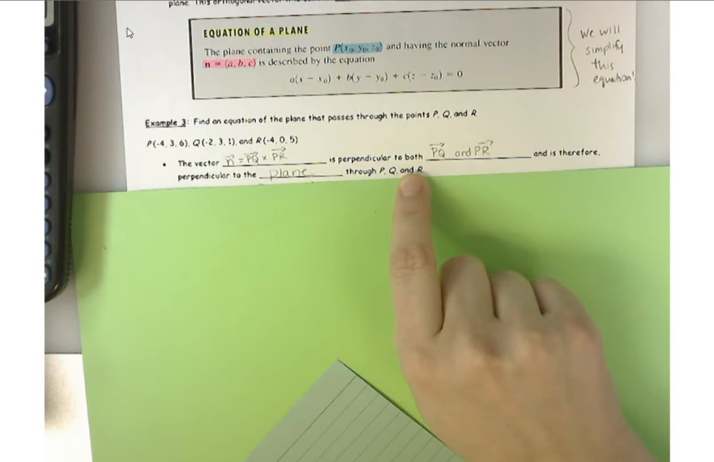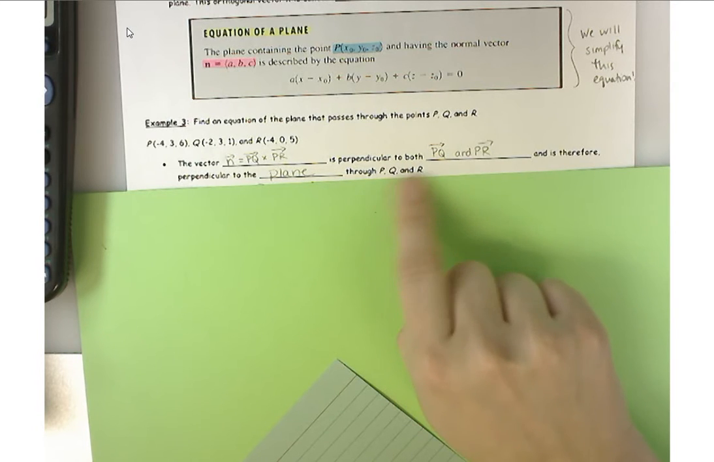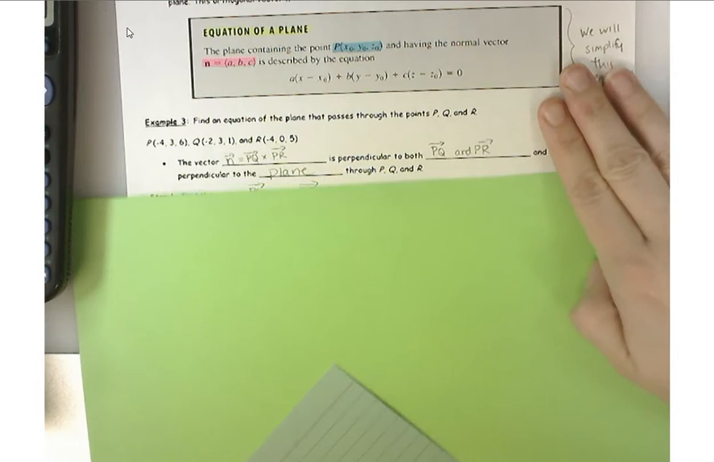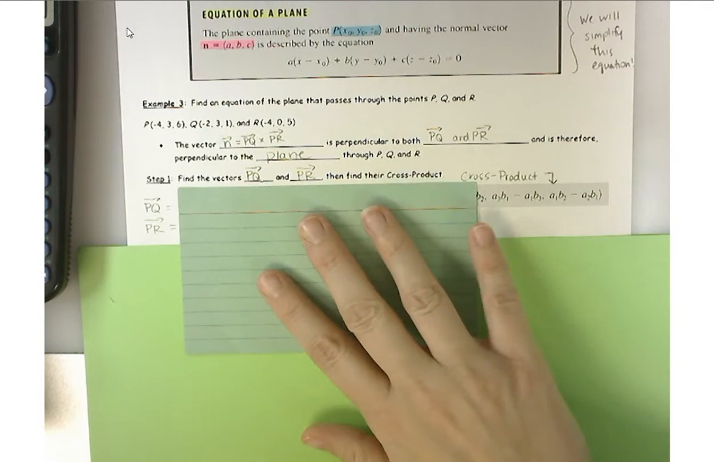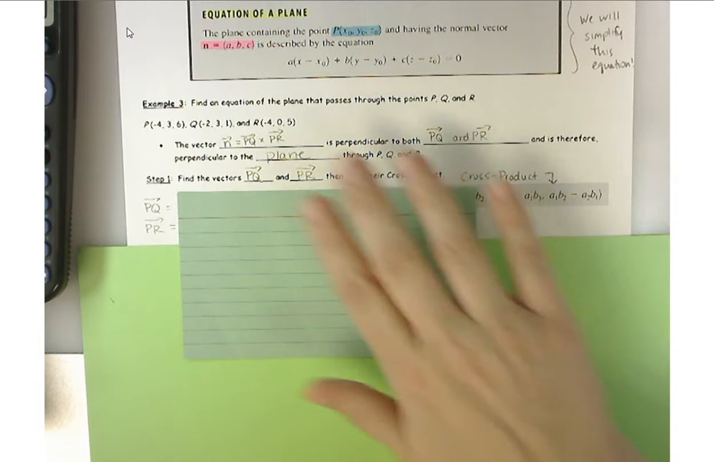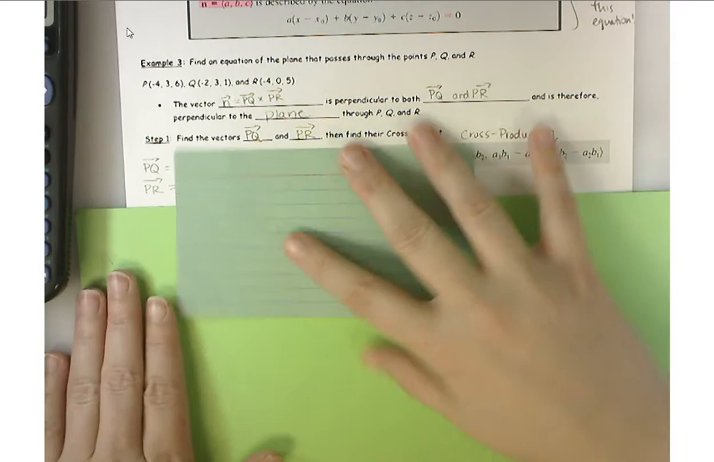Okay, so again, we're using the cross product because we want the normal vector, which is orthogonal to the plane. Okay, and if it's perpendicular to the plane, then it's going to be perpendicular to the plane between those points, P, Q, and R. Okay, so the first thing we're going to do is find the vectors PQ and PR, then we'll find the cross product. Okay, and notice that you do have the cross product written for you on your sheet, so you don't have to look back and forth.